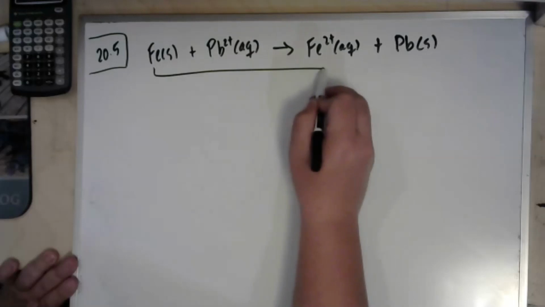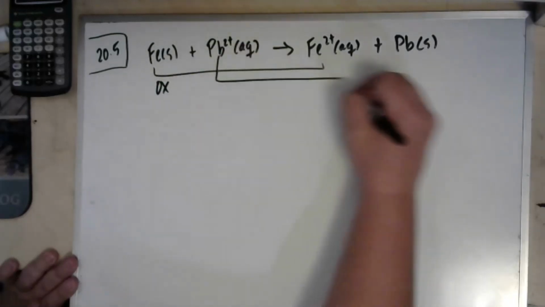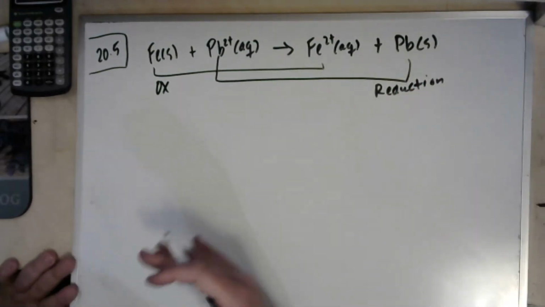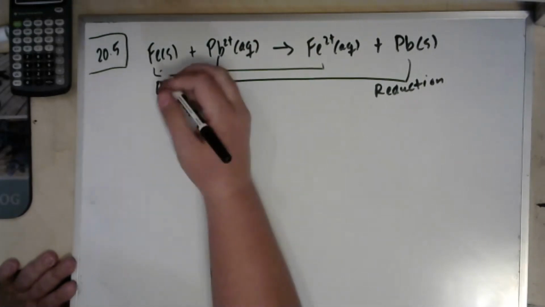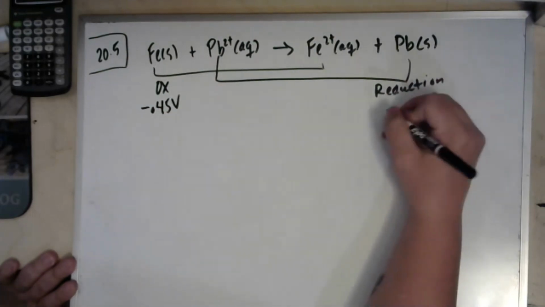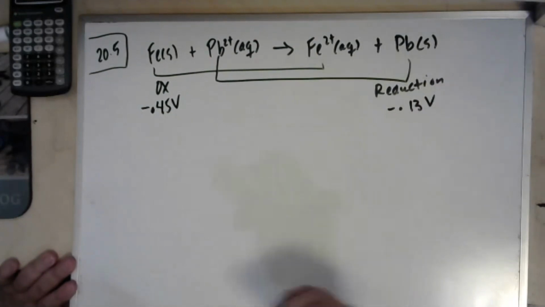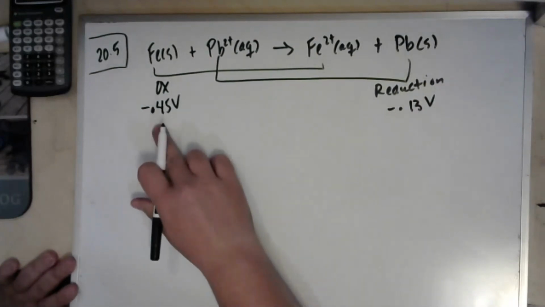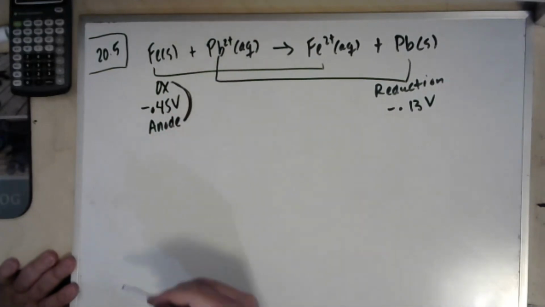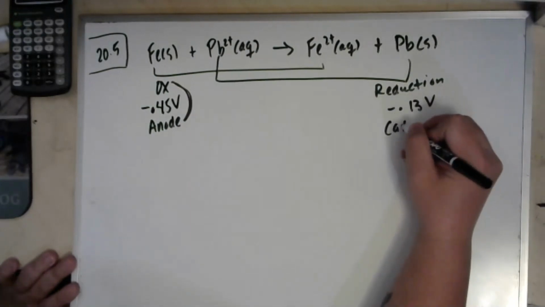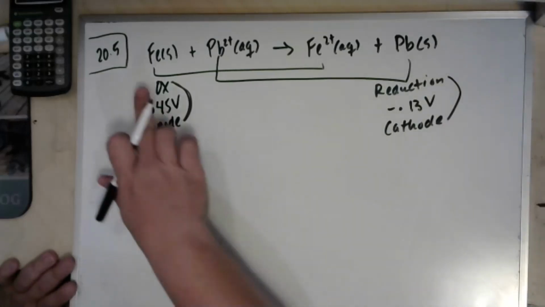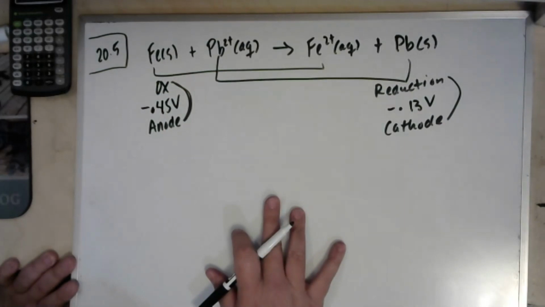Okay, so we see that this is going to be oxidation. This is going to be a reduction. And if we look up the reduction potential value of iron, it's going to be negative 0.45 volts. The reduction potential for lead is negative 0.13 volts. So this makes sense. This is more negative. That should be the anode, in this case, and we see from the reaction that it is. The more positive value should be the cathode, and we see from the reaction that it is. So the reaction is going to be spontaneous the way that it's written now.